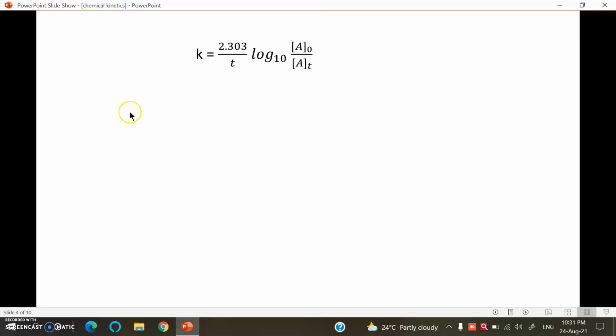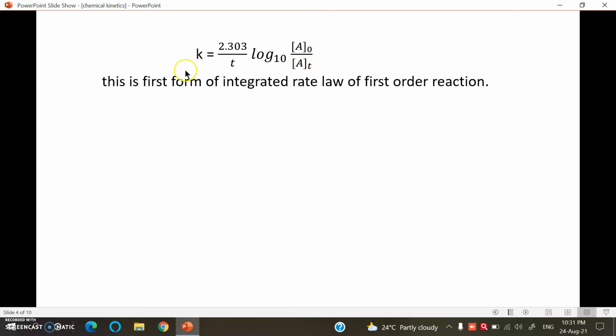Now, you know the integrated rate equation for a first order reaction. K is equal to 2.303 divided by T, log to the base 10, of the initial concentration of reactant divided by the concentration of reactant A at time T, that is, concentration of A0 divided by concentration of AT. This is the first form of the integrated rate law of a first order reaction.